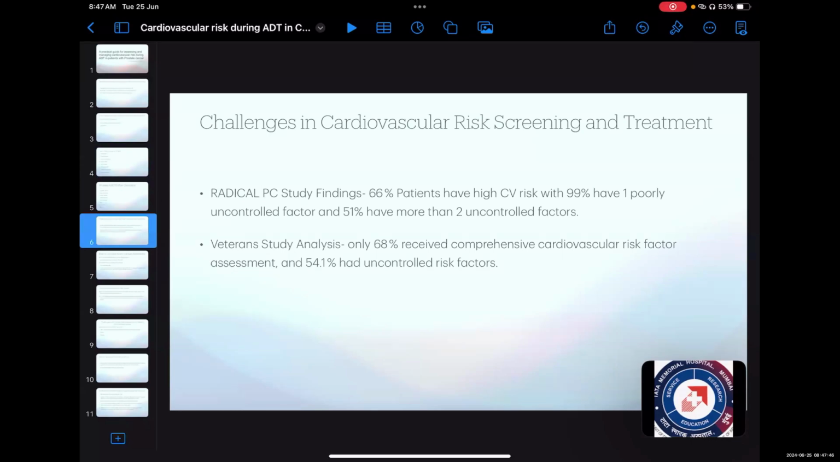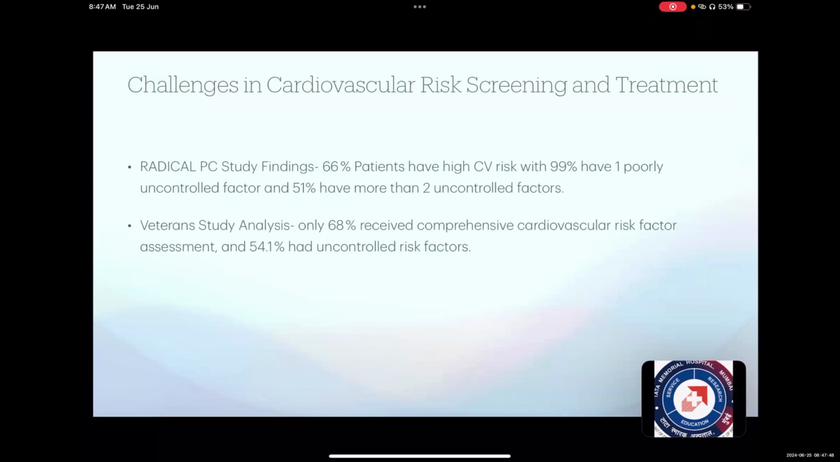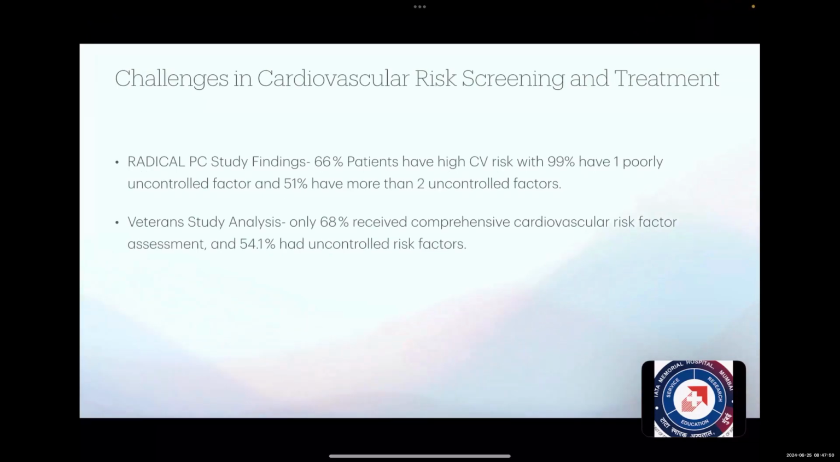Challenges in cardiovascular risk screening and treatment. Despite the simplicity and critical importance of cardiovascular risk screening, it is frequently underperformed in clinical practice. Data from the RADICAL PC study and analysis of US veteran studies with prostate cancer revealed that a significant proportion of patients have poorly controlled cardiovascular risk factors, underscoring the need for systematic and rigorous screening protocols.